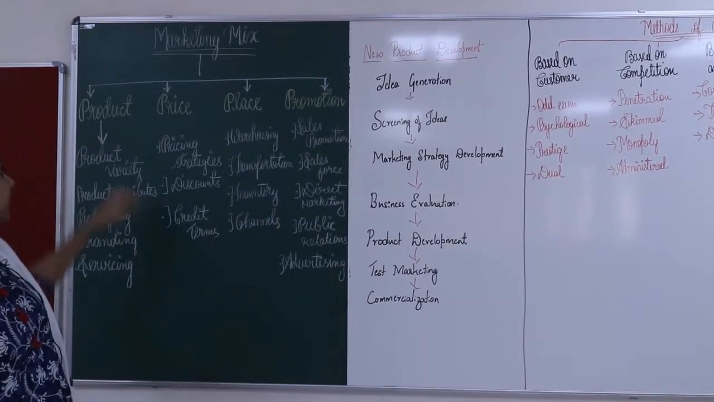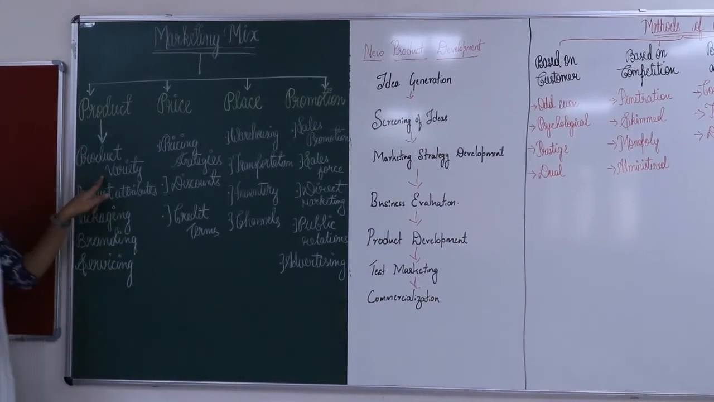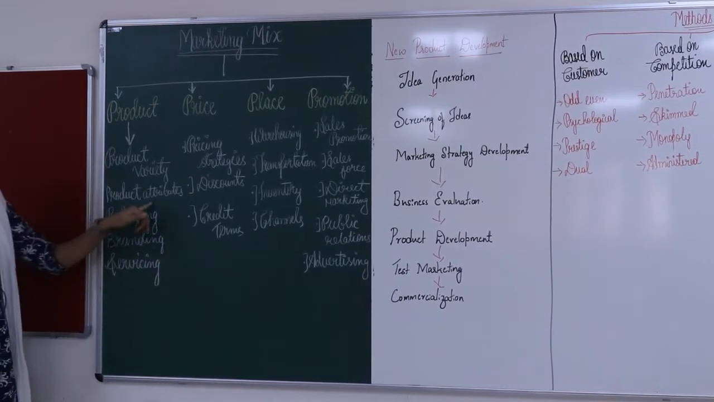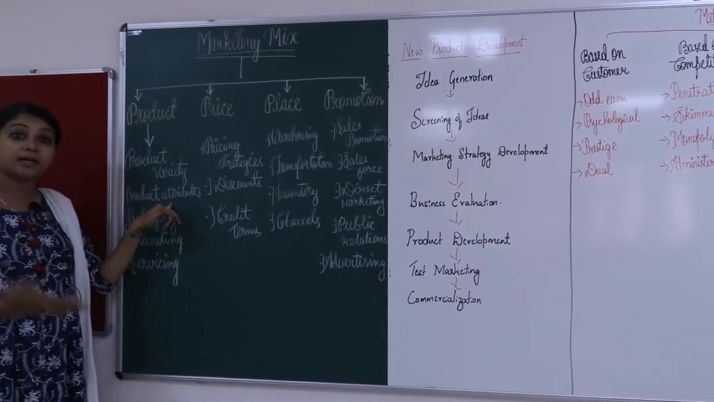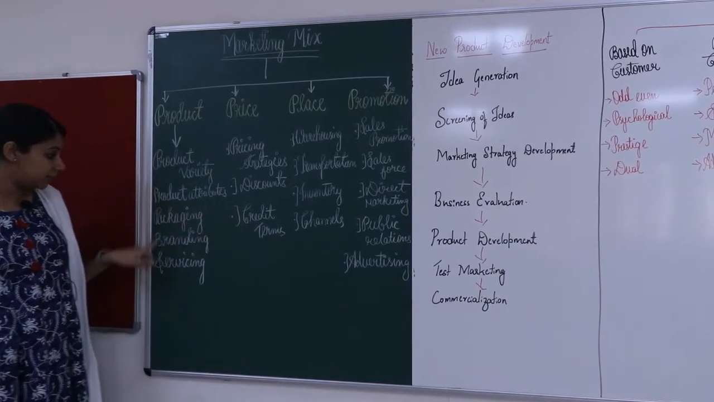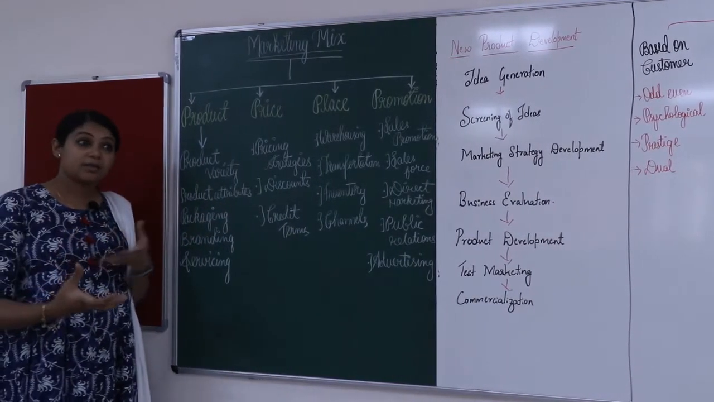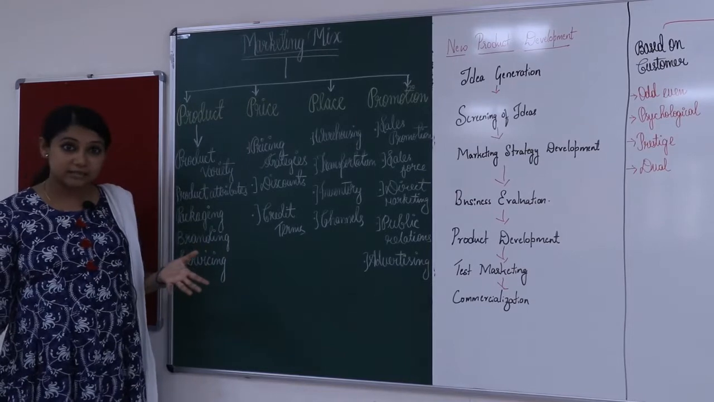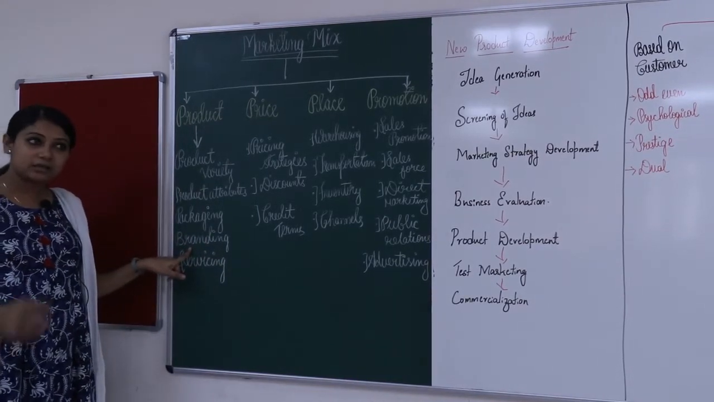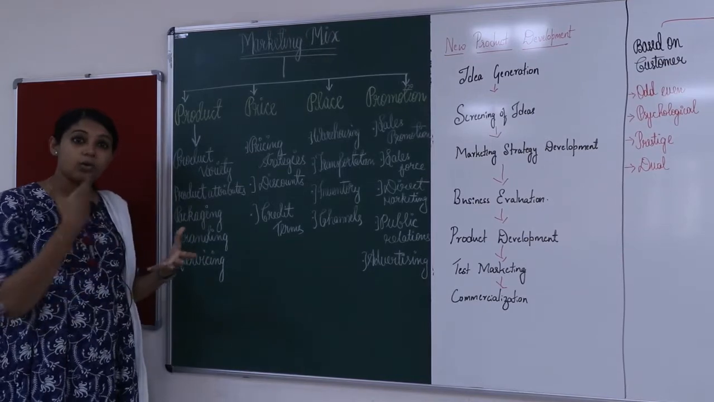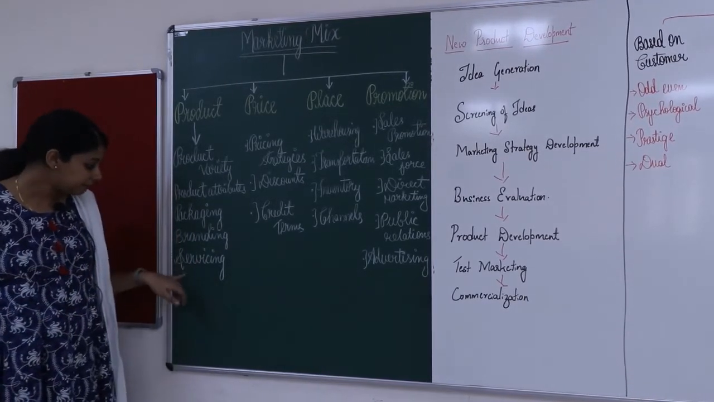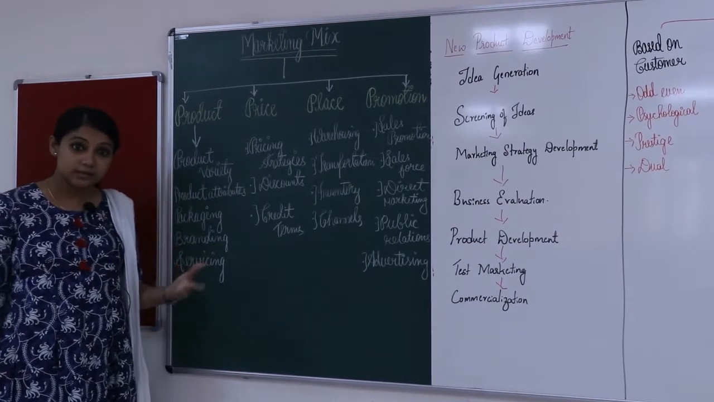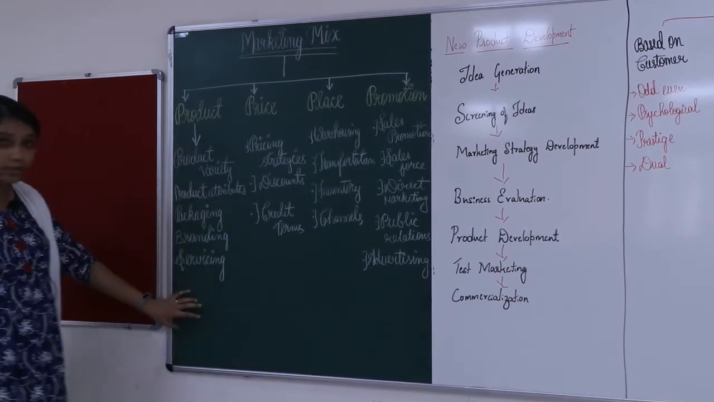So if you take a look at it, product includes the product variety, what kind of products you sell, what the different variants of it are, right? Product attributes, what features you give, like your iPhones, they keep adding different features. So those are your product attributes. Packaging, how well a product is packaged. Your milk comes in a different kind of packaging versus your medicines, right? That is your packaging. Branding is the brand name of a product, like how you are promoting your product. And servicing is after the sales, what kind of facility you are providing, like after sales services, your guarantee, warranty, all of that. So all that comes under your product.